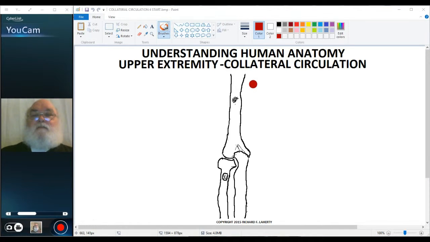Now, in this slide, you see I've sketched in the distal end of the humerus, proximal end of the radius, and the ulna. What we're going to do is sketch in the brachial artery, which comes down and bifurcates into a radial artery and an ulnar artery.